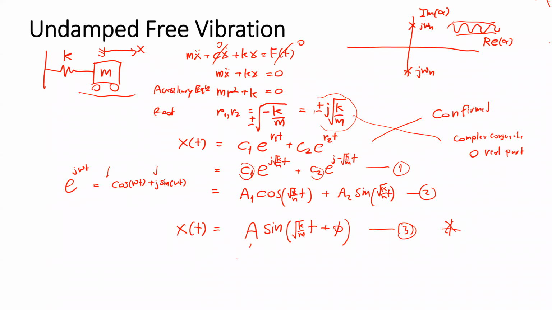We have one magnitude that is still unknown. We have one phase shift that is still unknown, but the omega of vibration will be the natural frequency, omega n. And by the initial condition given in the problem, we can solve for the magnitude and the phase shift.